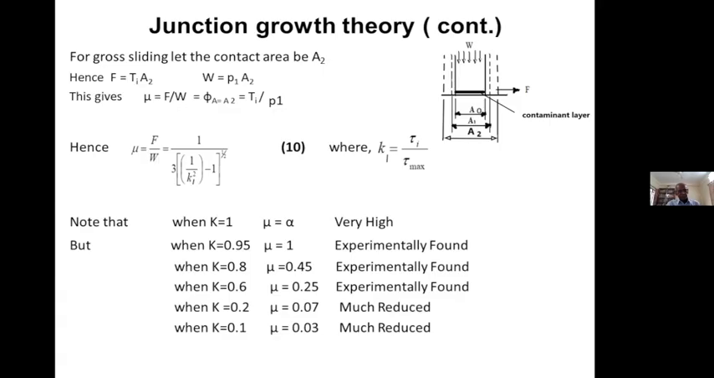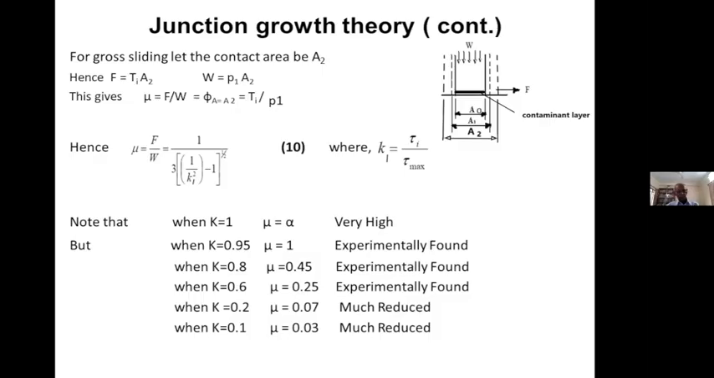That is very clear, isn't it? K1 is 1. That means in the denominator you have got 0. So mu is very large. So if the contaminant layer has yield stress equal to the bulk material, then the coefficient of friction will be very large. Now reduce K a little more, and take 0.95. Then mu will be around 1.